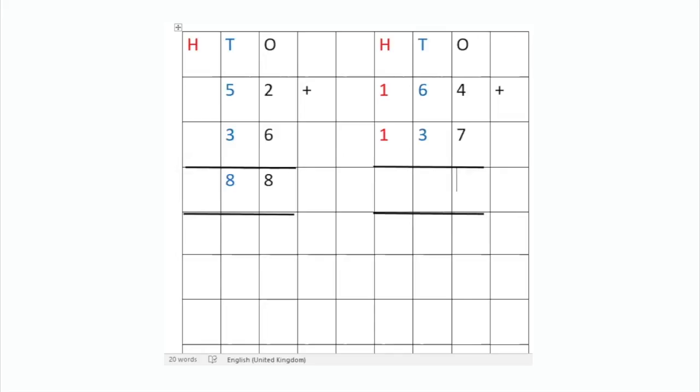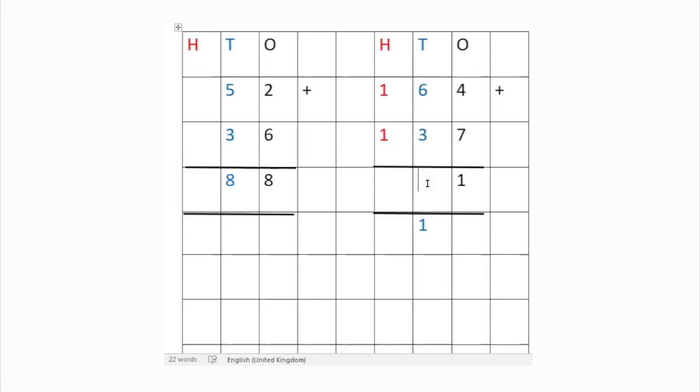So if 4 add 7 gives me 11, what I would do is I'd put my ones. So I know that 11 has 1 ten and 1 one. So I would put my 1 here, and then I would carry my 10 over to the tens column. But as you can see, we can still see that 4 add 7 gives us 11. Then we would move across to our tens column.